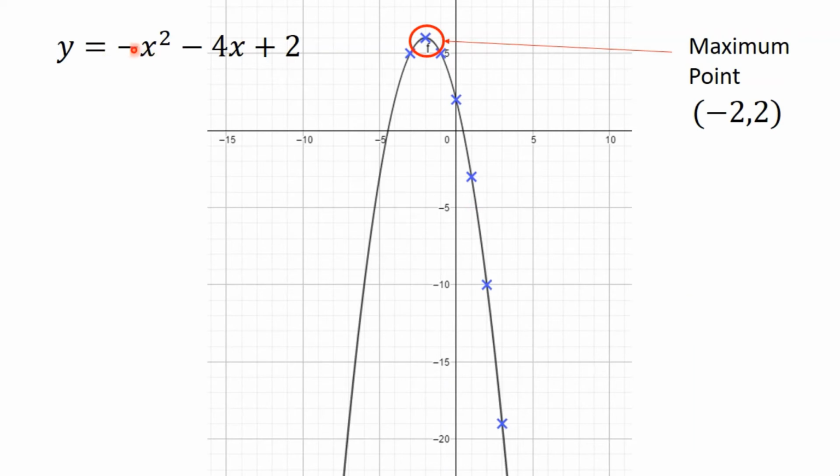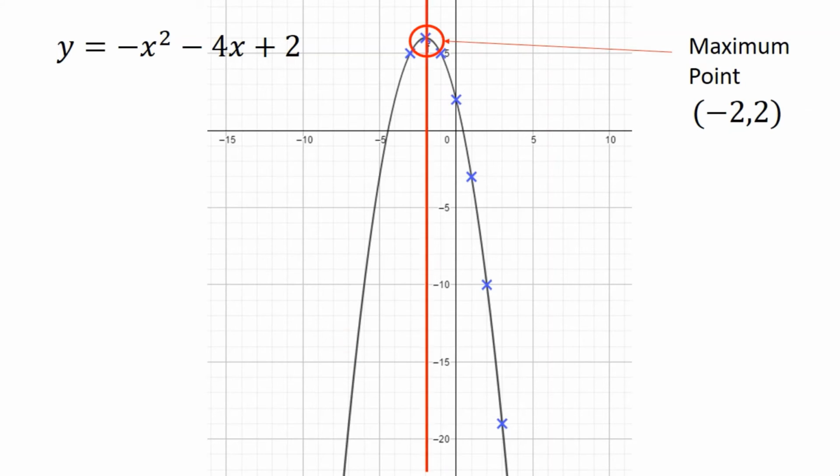So if we have a negative x squared coefficient, so this could be negative 2, it could be negative 5, or it could, in this case, just be the negative part, we're going to have an upside down version. We're going to have what I call a frowny face instead. So I always go with frowny face, smiley face. We're going to have a frowny face instead.